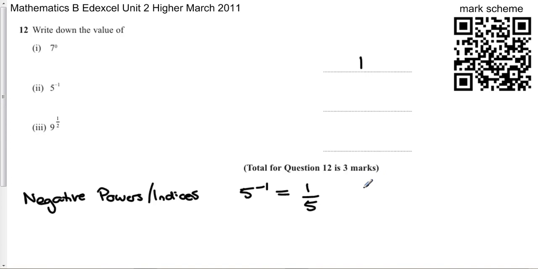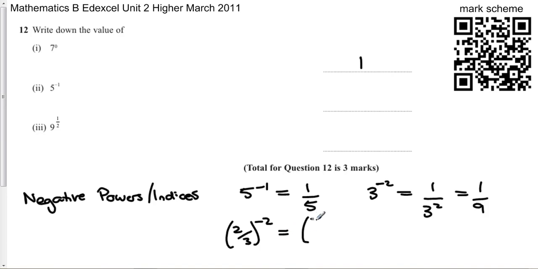Now, just to give you a couple of other examples, if we had 3 to the -2, then that would be 1 over 3 squared, which is 1 over 9. If we had something like 2/3 to the -2, then that would be the same as 3 over 2 squared. And so it turns the original number upside down, if you like, finds the reciprocal, and that would be 9 over 4. So as I said, the answer that you're looking for in that one is 1/5.